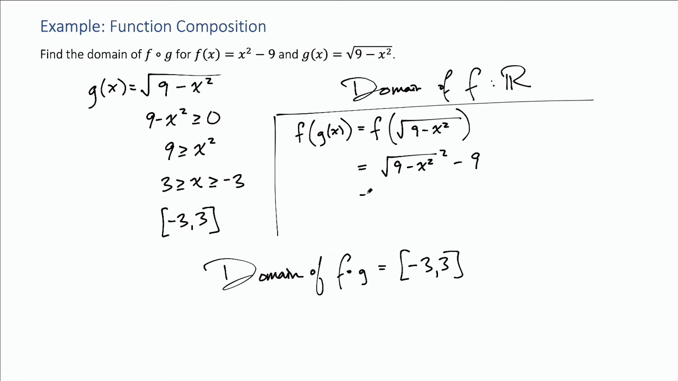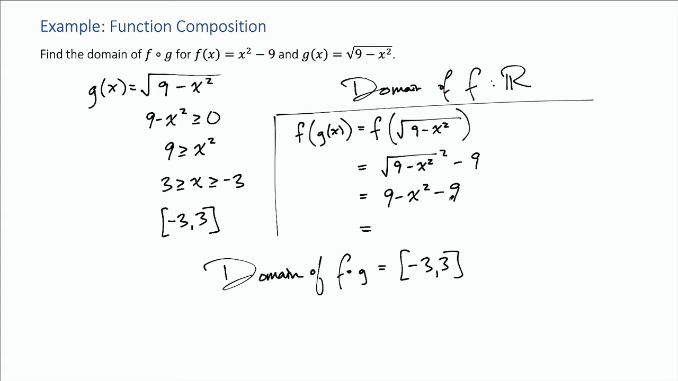Now I can simplify this. 9 minus x squared, I have to take the square root of that, but then square it. And the square and the square root will cancel each other out. Now there's actually an issue here, and the issue is that this looks like it has a domain of all real numbers. It doesn't look like there's any issues here. But this came from a square root of something, and so that's why finding this domain first is actually pretty important.